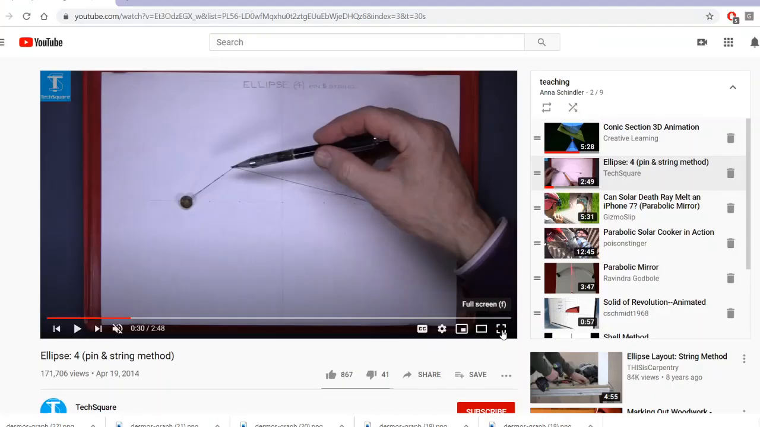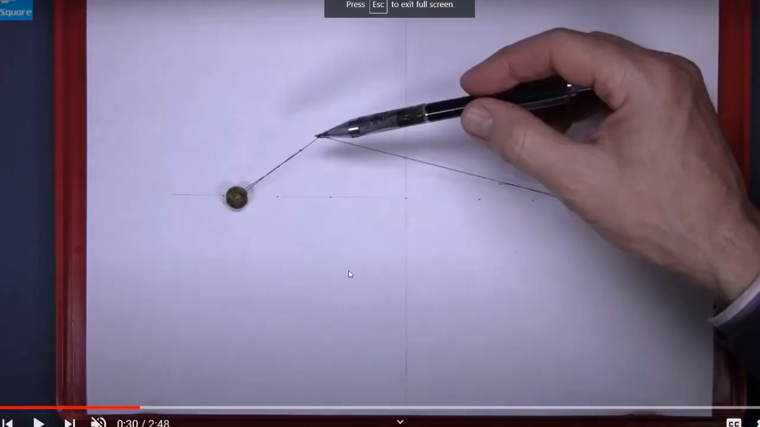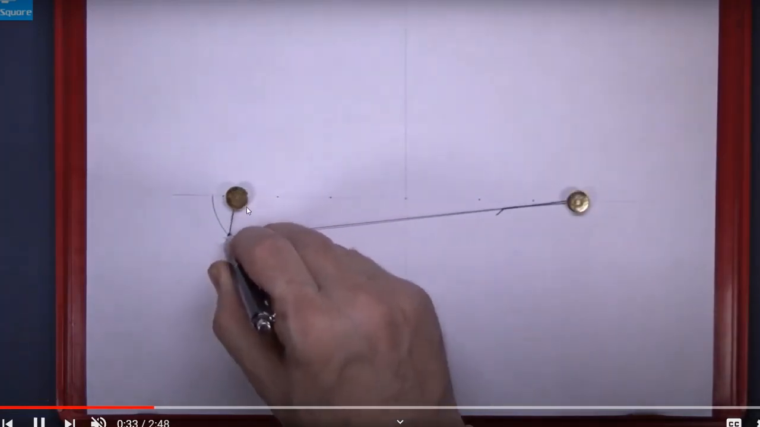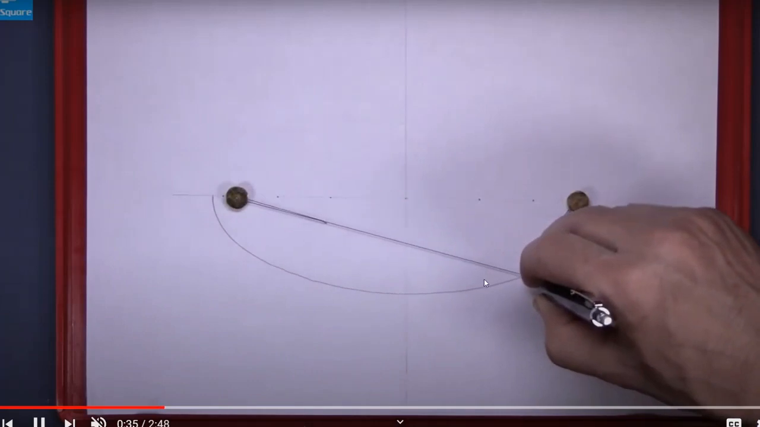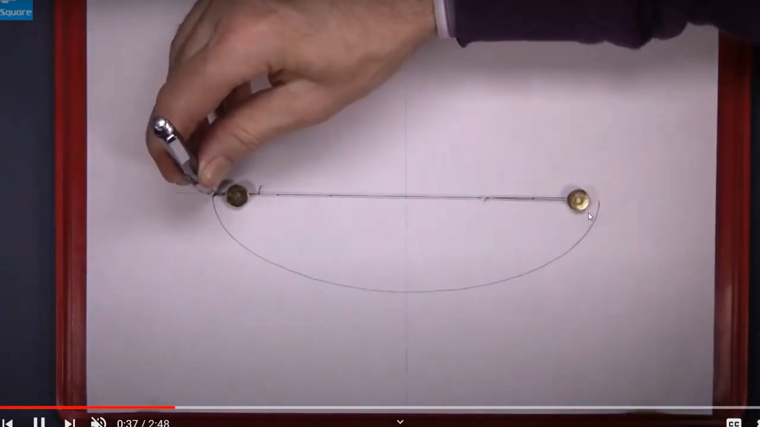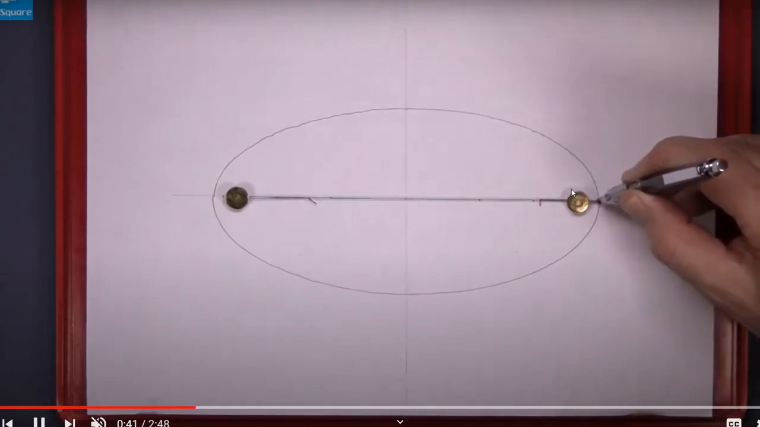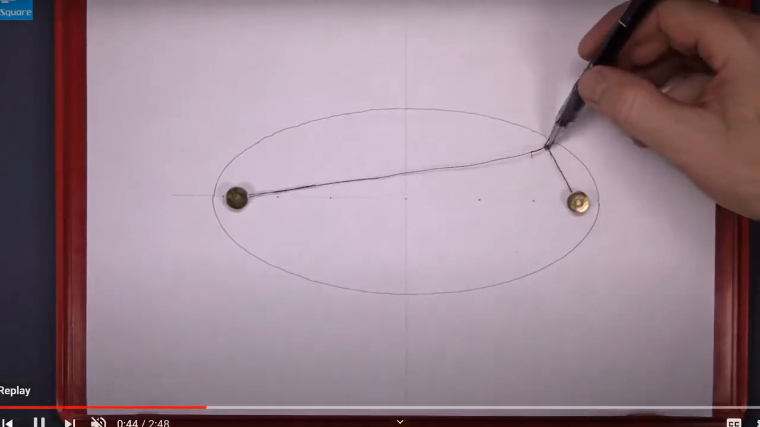So hopefully this isn't, I think it's a little bit pale because this person is maybe doing it in pencil. So hopefully you can see it, but I'll link this video in the description for this video. I'll link this other video in the description for my video. So basically you'll see that this person has two thumbtacks and one piece of string, and they're kind of going around and drawing all these different points. And so the ratio of those two distances changes, but the total distance stays the same.